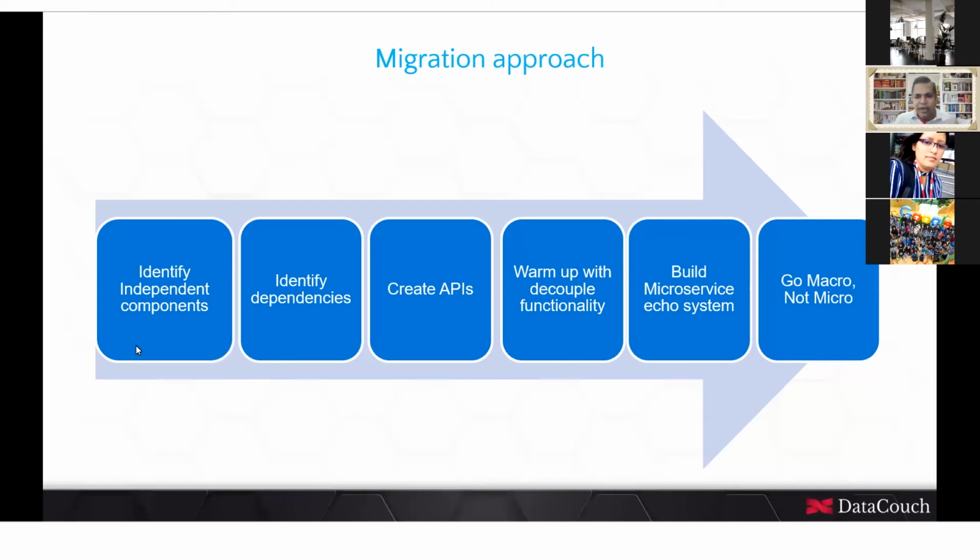After identifying the components, now we have to define the dependencies. What is the meaning of dependencies here? When you talk about a logistics model, it may directly or indirectly depend on your address system, right?